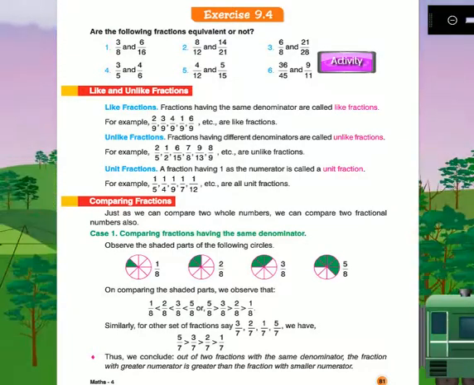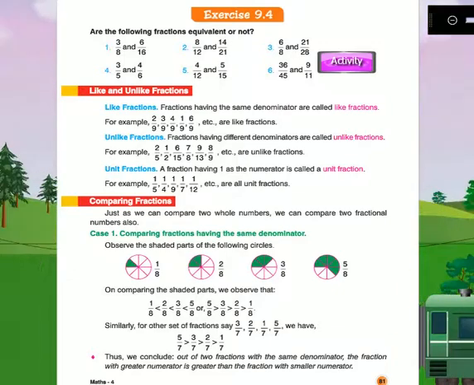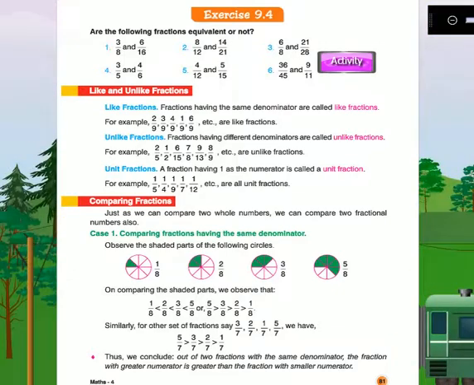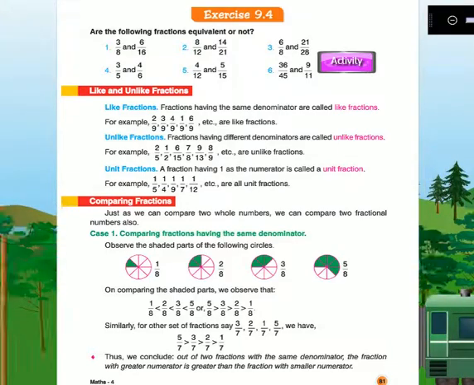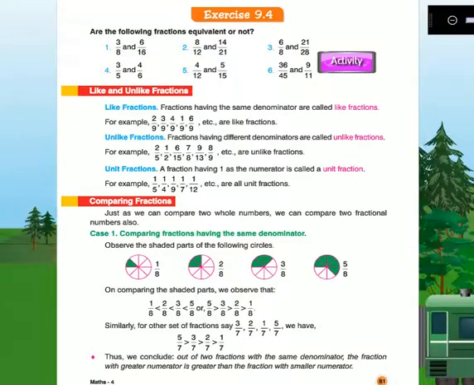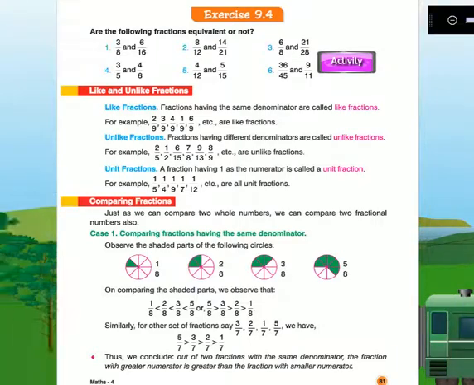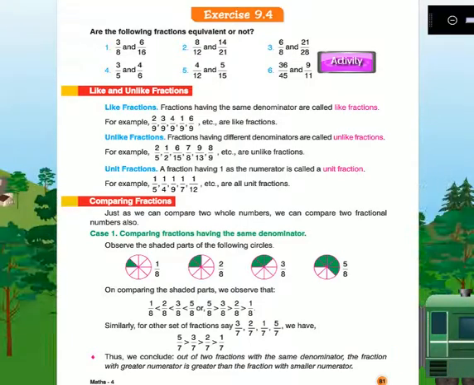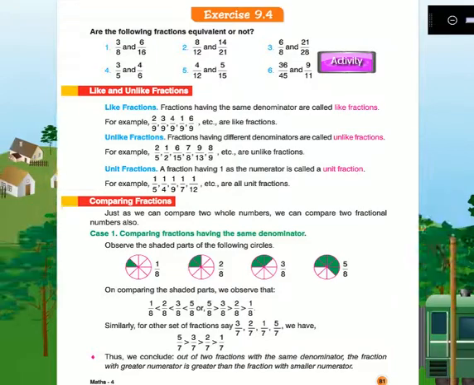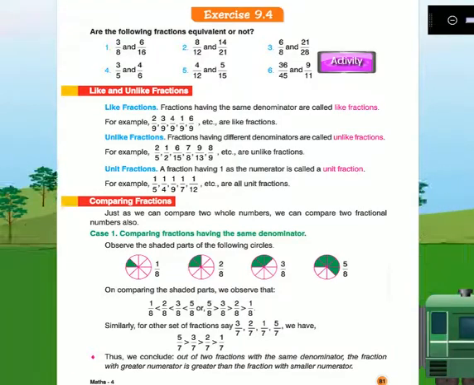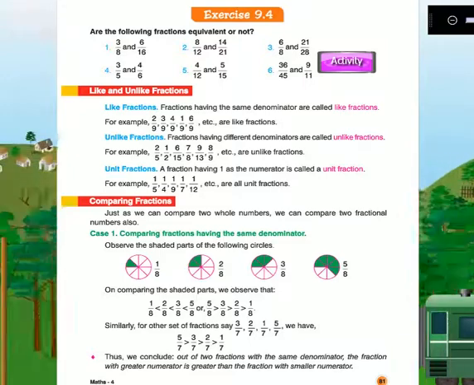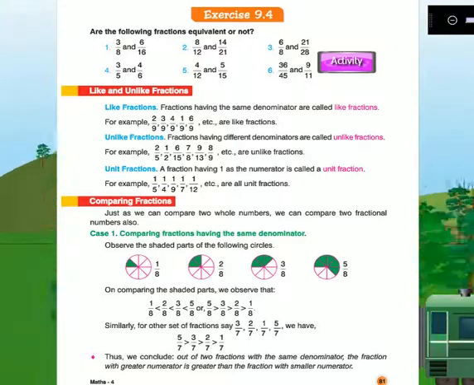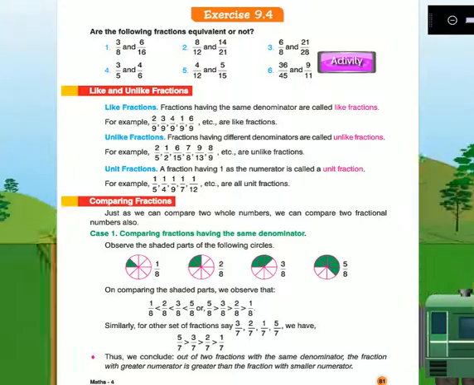Unit fractions. A fraction having 1 as the numerator is called a unit fraction. For example, 1 by 5, 1 by 4, 1 by 9, 1 by 7, 1 by 12, etc. are all unit fractions. Comparing fractions. Just as we can compare two whole numbers, we can compare two fractional numbers also.